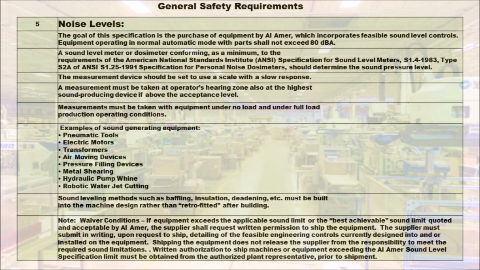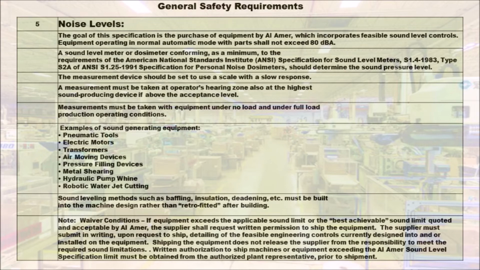A measurement must be taken at the operator's hearing zone, also at the highest sound producing device if above the acceptance level. Measurements must be taken with equipment under no load and under full load production operating conditions. Examples of sound generating equipment: pneumatic tools, electric motors, transformers, air moving devices, pressure filling devices, metal shearing, hydraulic pumps, robotic water jet cutting. Sound leveling methods such as baffling, insulation, deadening, etc. must be built into the machine design rather than retrofitted after building.